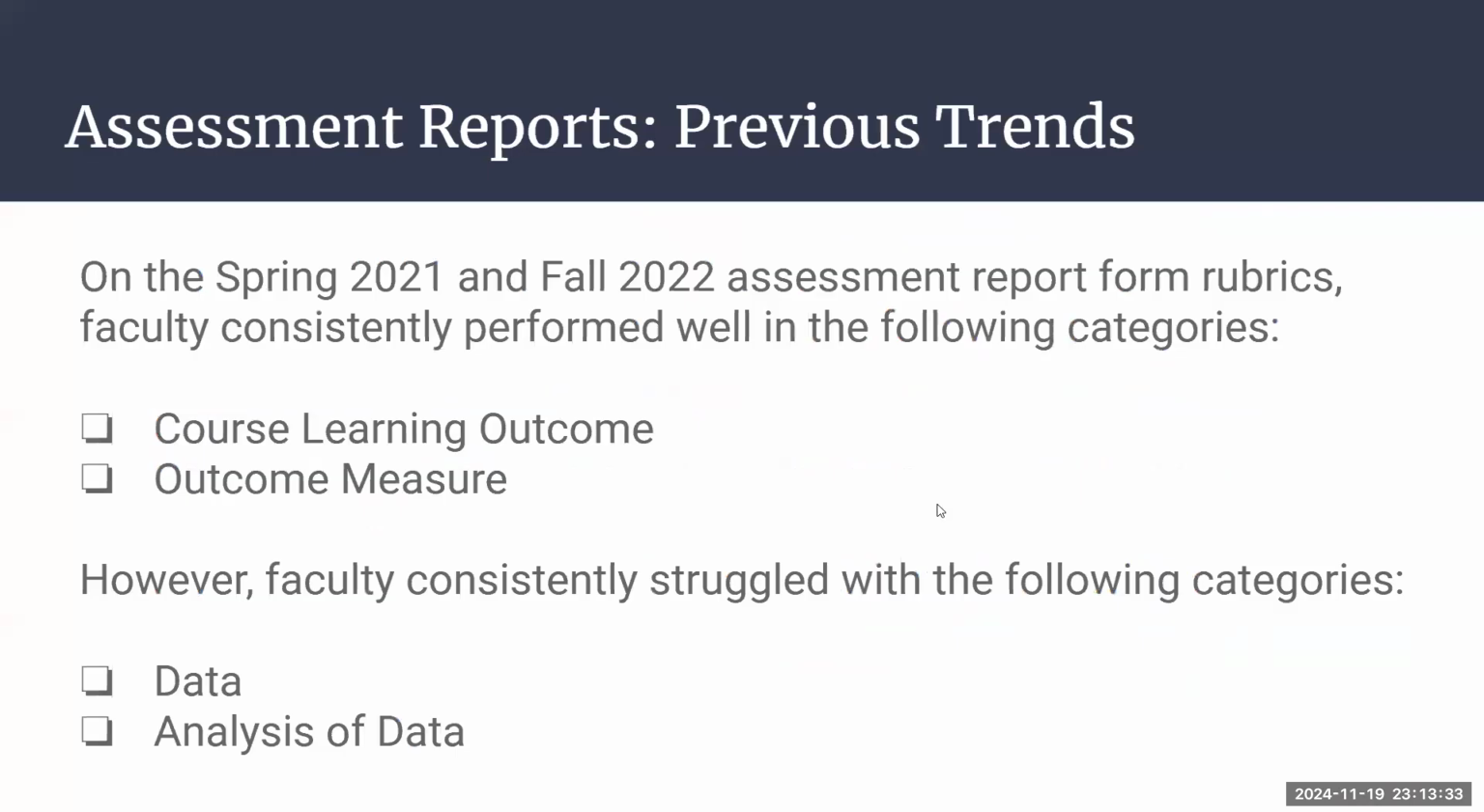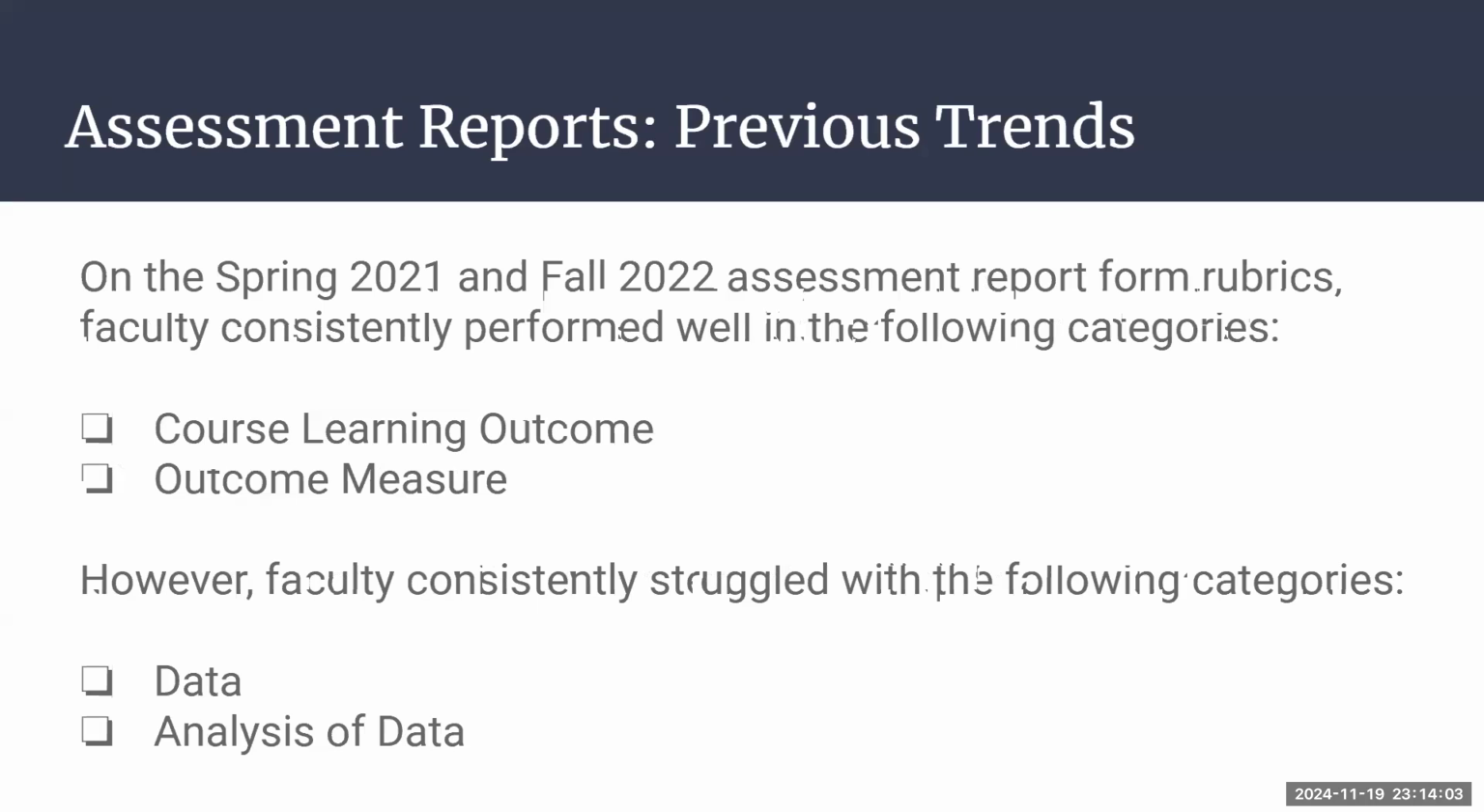All right, so let's talk about report form trends from spring of 2021 and fall of 2022. Based on those printed rubrics, and I want to be very clear about those rubrics, these sessions for these assessments did happen independently. There's always going to be some inherent subjectivity that comes along with filling out these rubrics. So keeping human interpretation in mind, there were some things on which faculty consistently did really well, and those were course learning outcome and outcome measure.